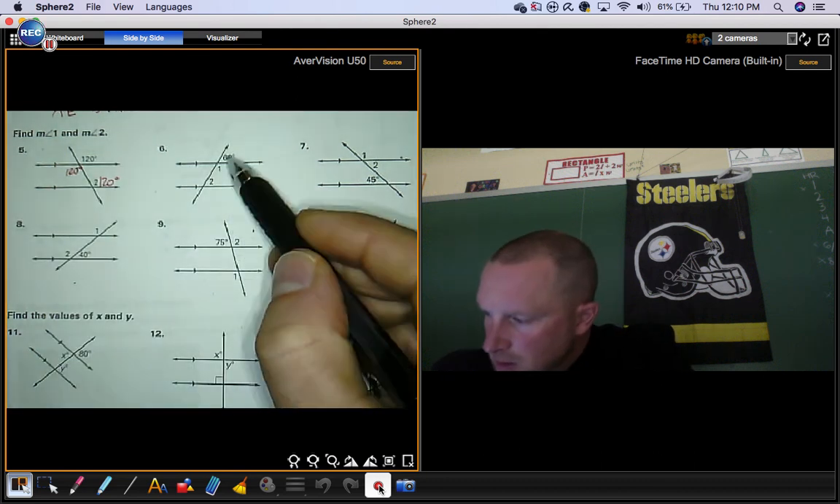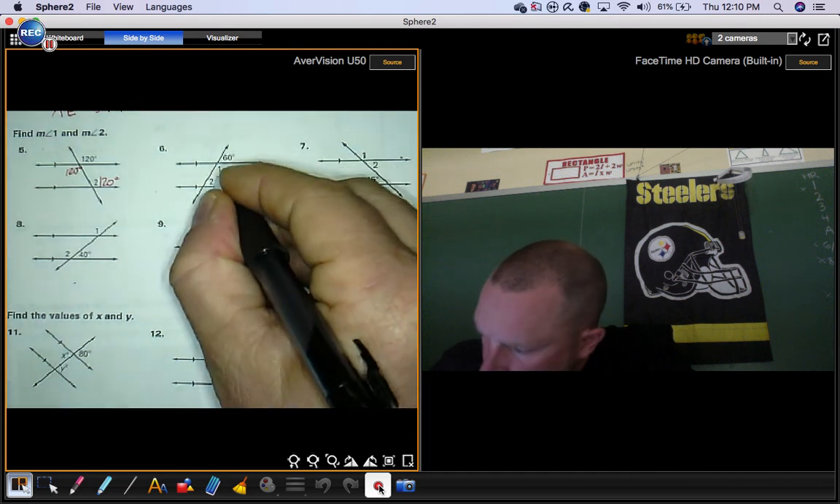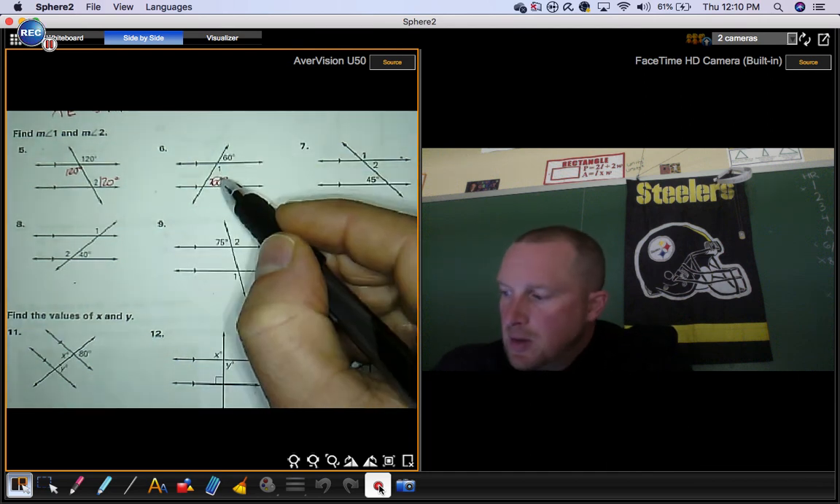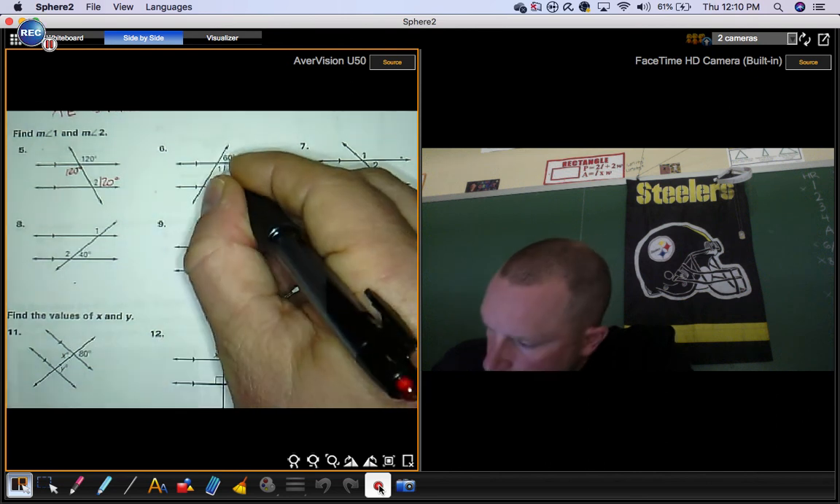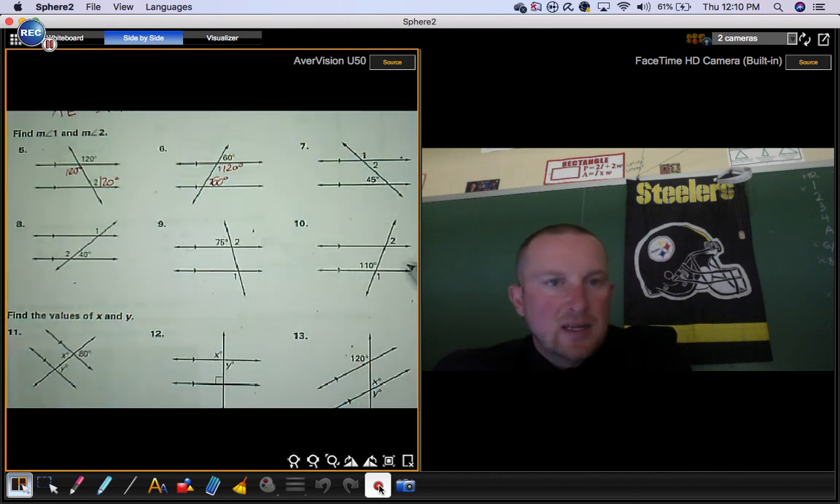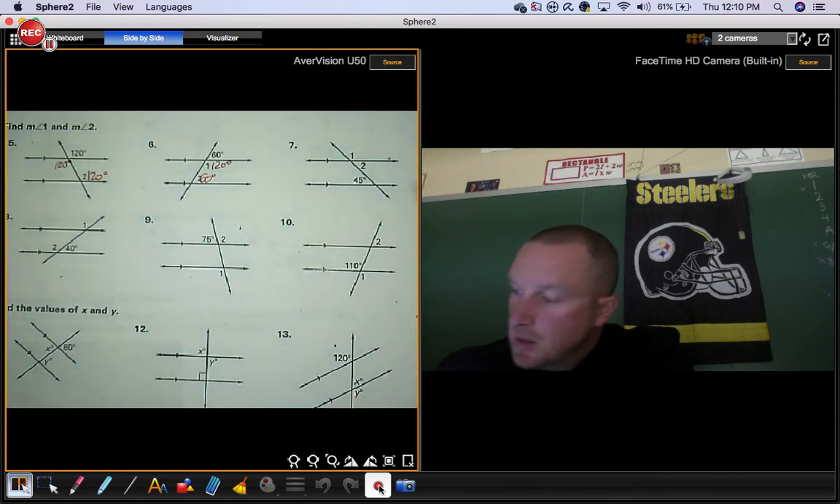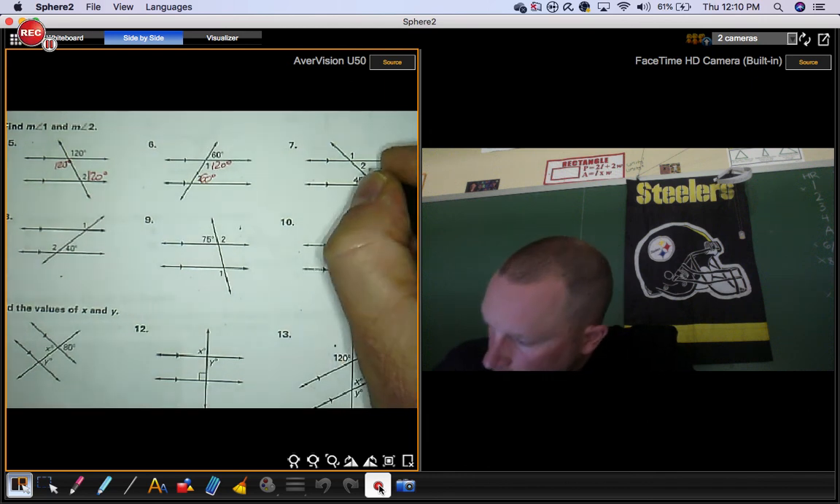Number 6, we have corresponding angles here. And then we have consecutive interior angles here. Consecutive interior angles add up to 180. They're not necessarily the same. Alternate interior angles are the same. So this is 45 degrees.